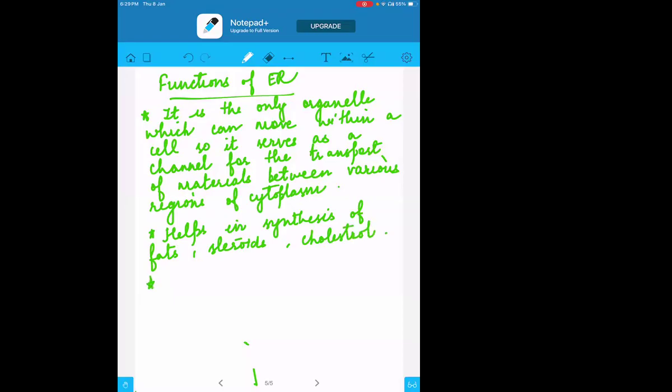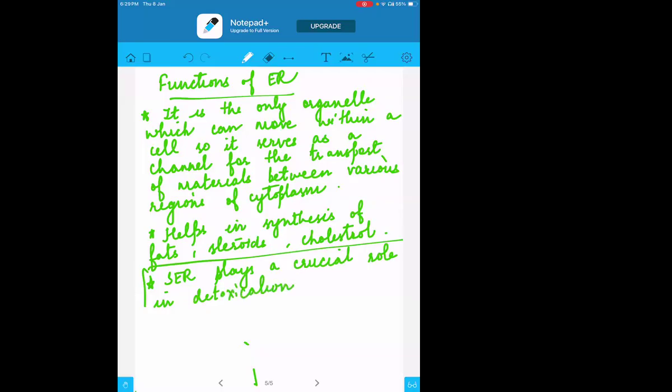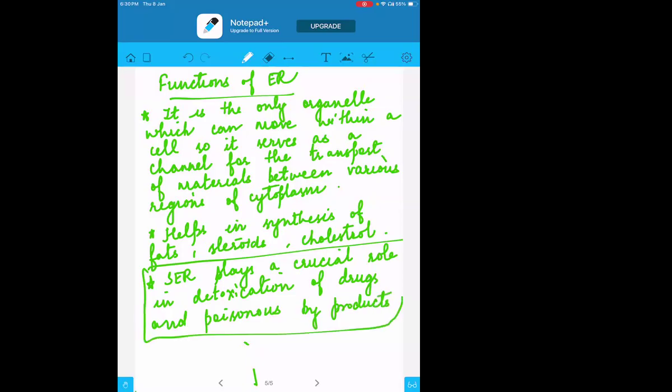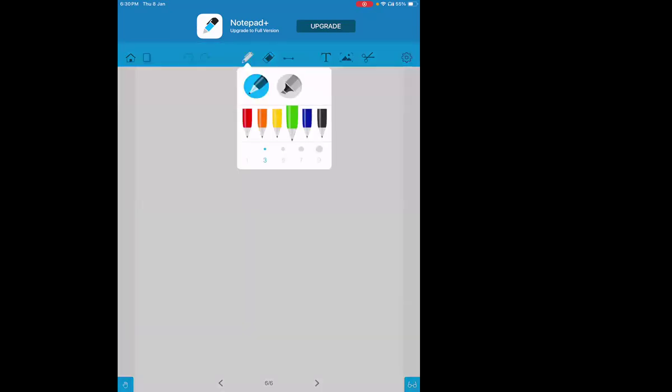Then they also help, SER, smooth endoplasmic reticulum, they also play a crucial role in the detoxification. This is very important for exam. Which kind of endoplasmic reticulum helps in the detoxification of the drugs? That is the SER, detoxification of drugs and poisonous byproducts, because in our body some or the other kind of toxins will be generated due to the different kinds of eating things and all, so they will be helping in detoxification of that.